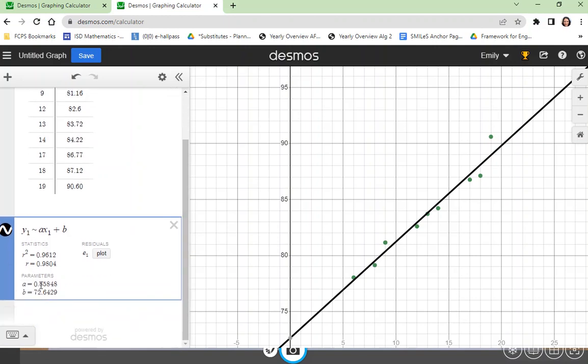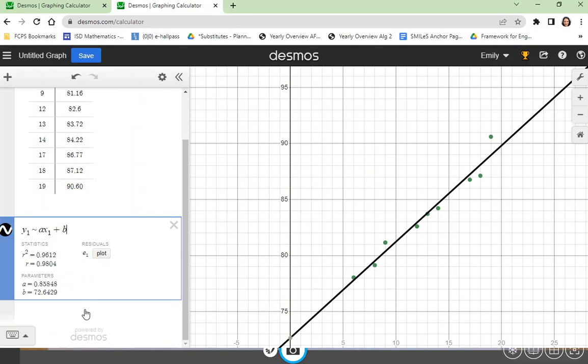Okay, so I have an a value here and a b value here, and we're going to write those to 3 decimal places. So y equals 0.858x plus 72.643. I'm getting those numbers from down here.